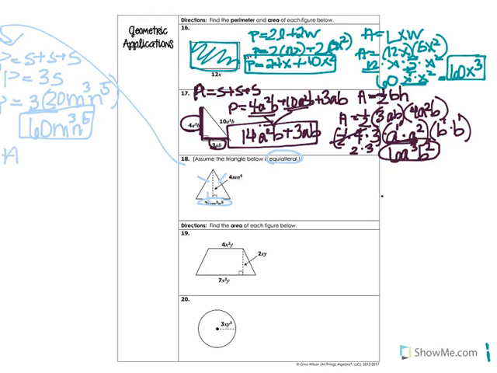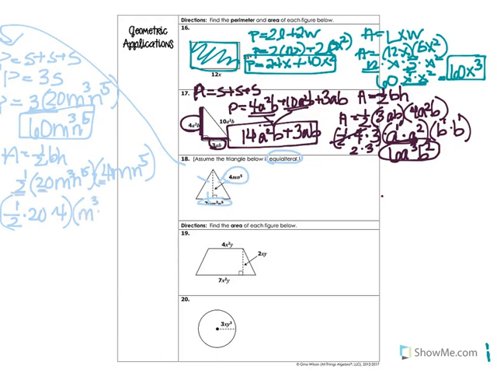Now for your area, just like we did in number 17, that's 1/2 times base times height. So 1/2 times the base, which is one of the side lengths, that's 20m to the third n to the fifth, times the height of the triangle, that's the perpendicular measurement, that's 4m n to the fifth, okay? Now here, everything is separated by multiplication. So I'm going to use the commutative property and the associative property and rearrange some things. So I'm going to put all my numbers together, 1/2 times 20 times 4. All my m's together, m to the third and m to the first. And then all the n's together, n to the fifth and n to the fifth.